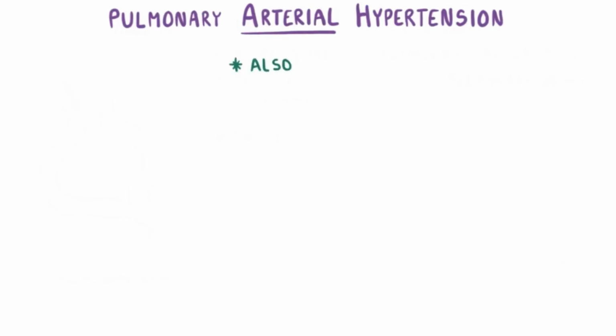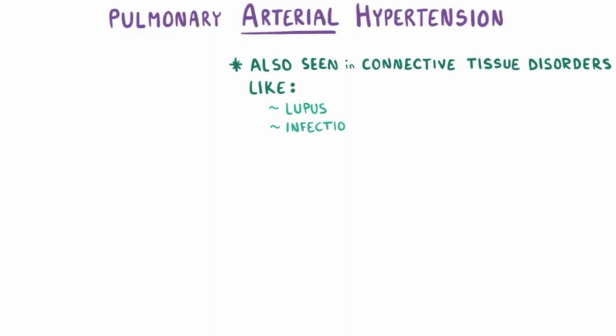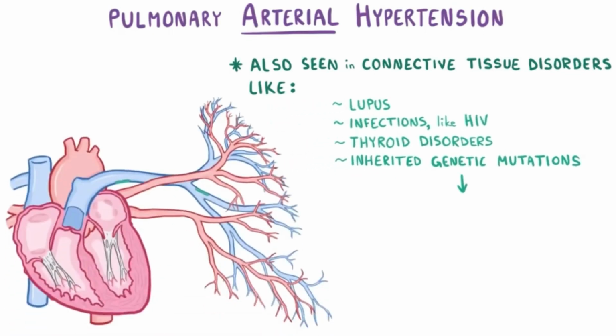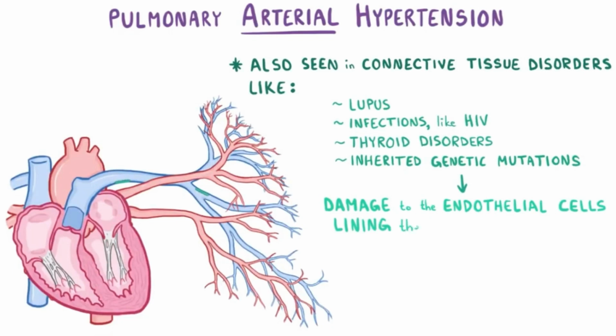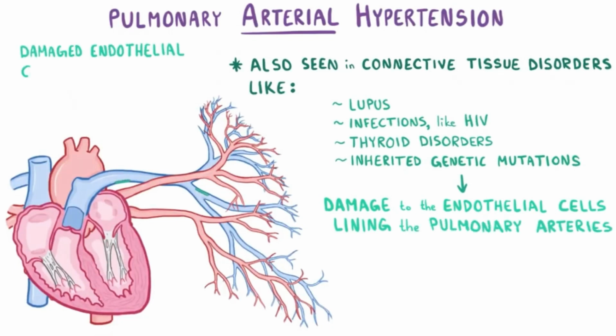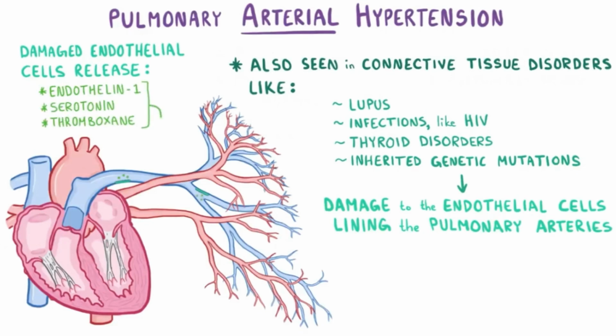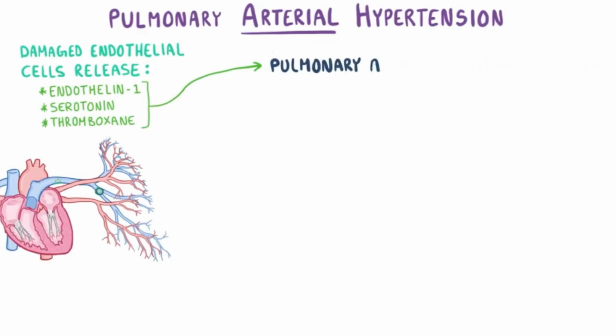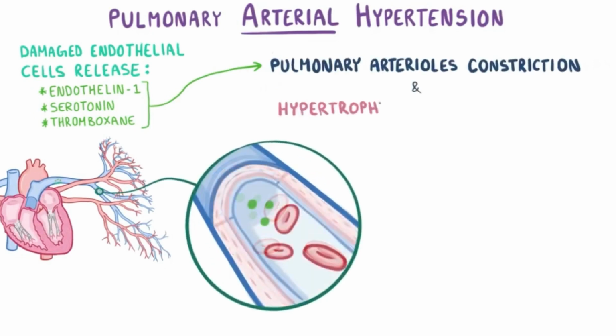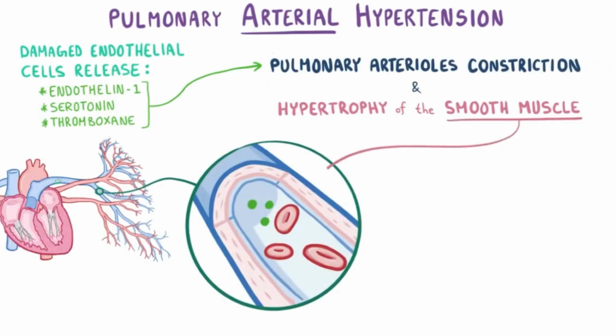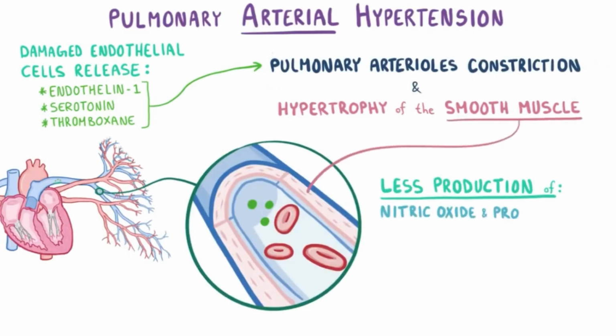Pulmonary arterial hypertension can also be seen in connective tissue disorders like lupus, infections like HIV, thyroid disorders, and inherited genetic mutations. In these situations, the process starts with damage to the endothelial cells lining the pulmonary arteries. Once that happens, the damaged endothelial cells release chemicals like endothelin-1, serotonin, and thromboxane. These chemicals make the pulmonary arterioles constrict and cause hypertrophy of the smooth muscles surrounding them. The damaged endothelial cells also produce less nitric oxide and prostacyclin, which have the opposite effect. They make the pulmonary arterioles dilate and inhibit smooth muscle hypertrophy.